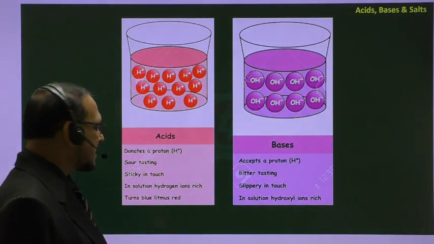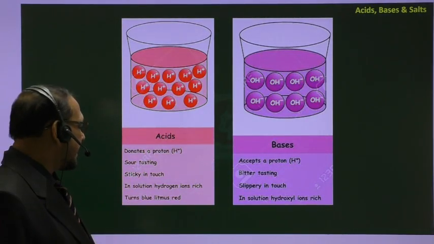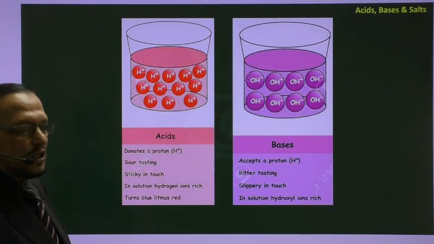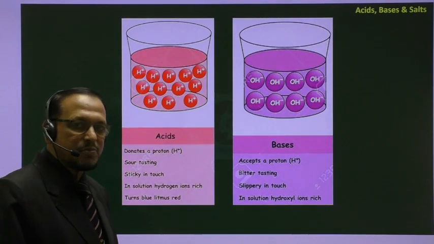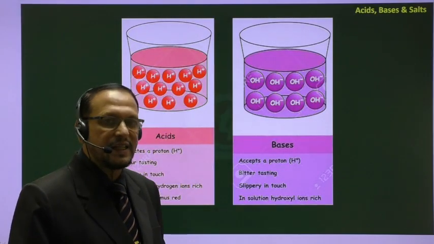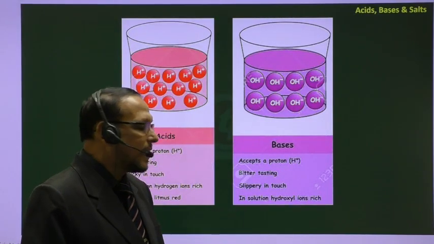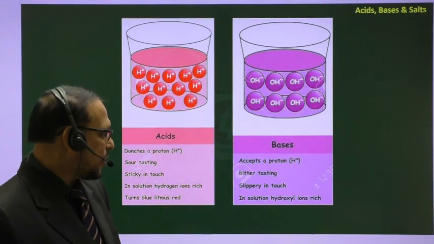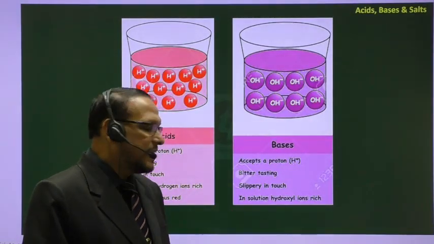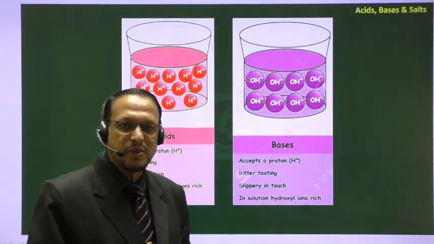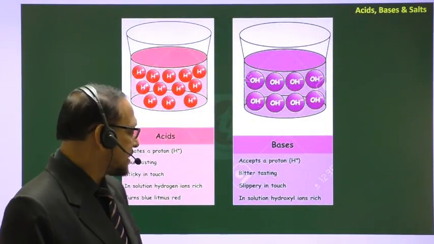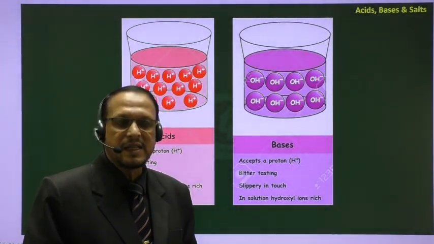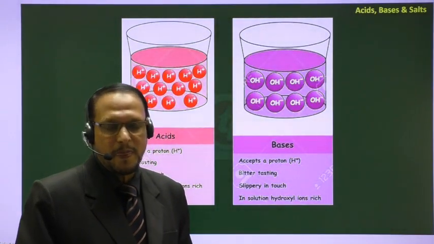Acid is sour in taste and sticky to the touch. In solution, hydrogen ions are rich in acid, and it turns blue litmus paper red. We learn later on that it is an indicator. Bases similarly give hydroxide ion and accept protons. They are bitter in taste and slippery. We know soap is slippery because bases are slippery. In solution, hydroxide ions are rich and it turns red litmus paper blue.